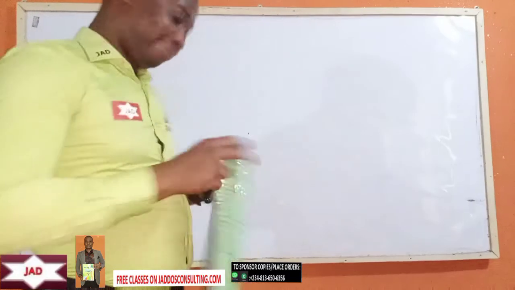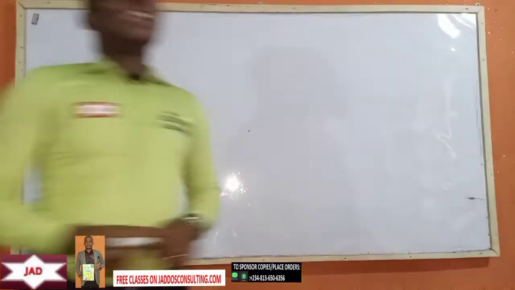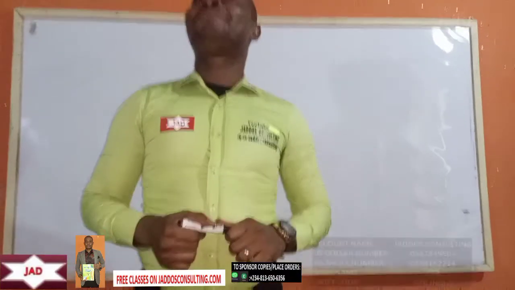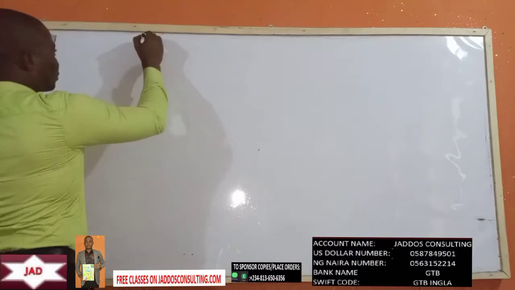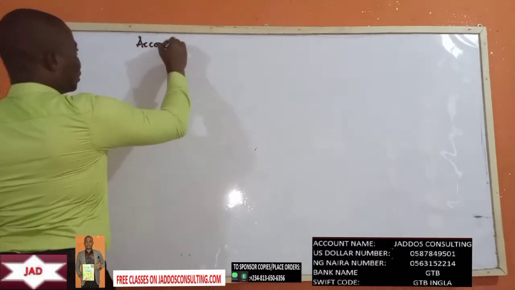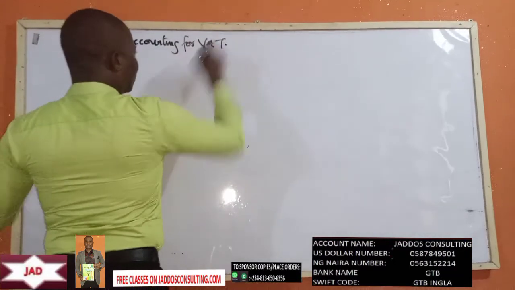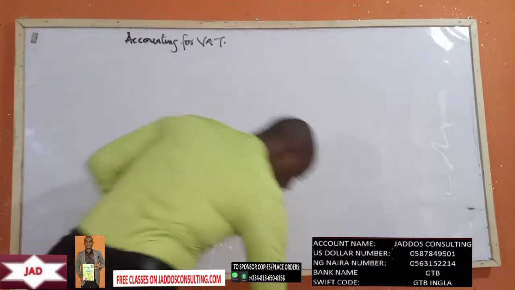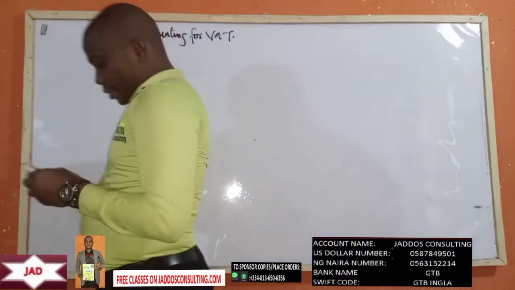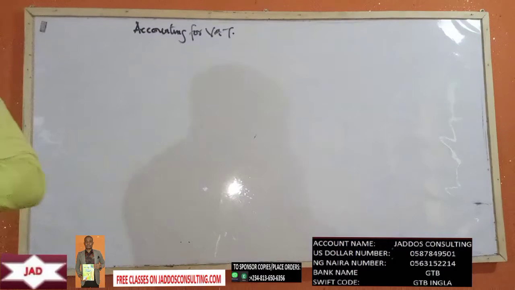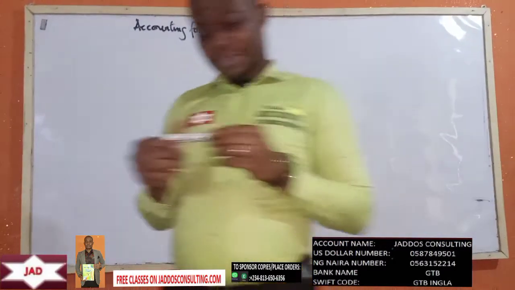Remember. So let's say, accounting for VAT. Let's call it that way. Okay, so that's from an accountant's perspective. So how do you account for it when it comes up in the course of business?